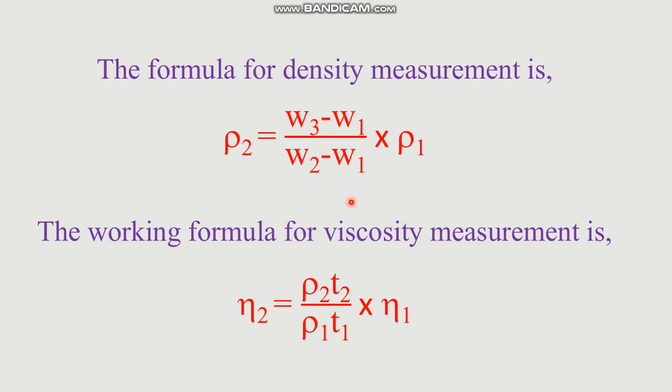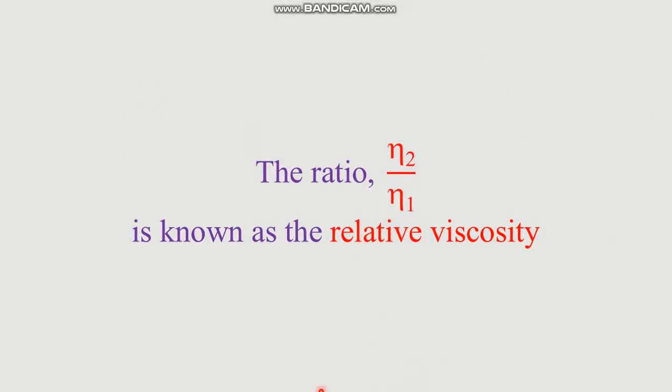This way density is measured, and the working formula follows from equation number 14, just by cross multiplication: η1 is taken to the right hand side, and by putting in the values, all the 5 parameters are now known to all of you. So η2 is determined. This ratio η2/η1 is known as relative viscosity. We are going to discuss this in the next lecture.